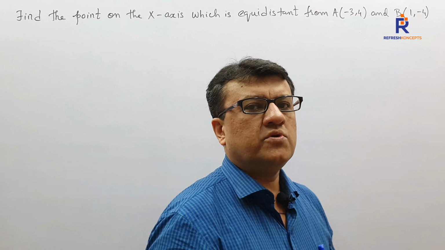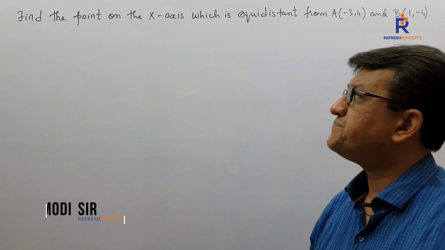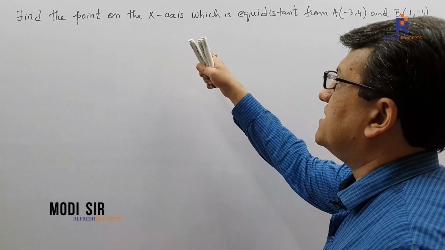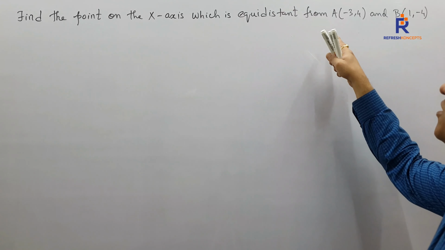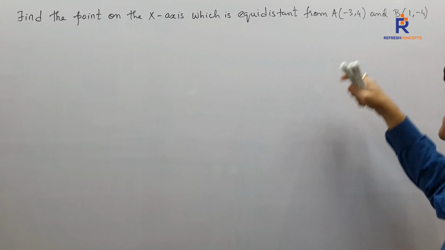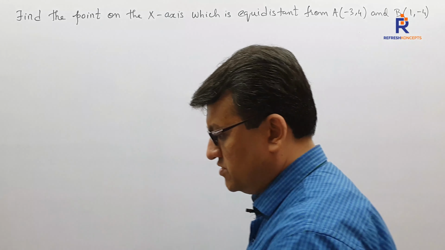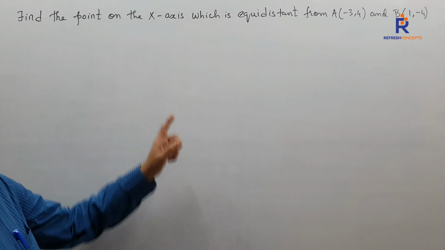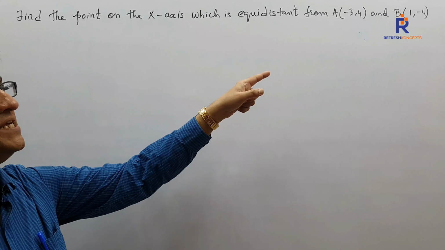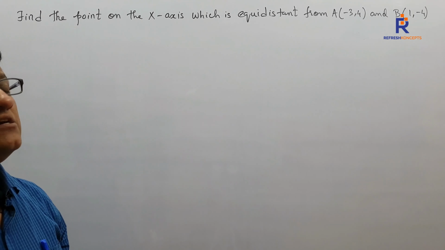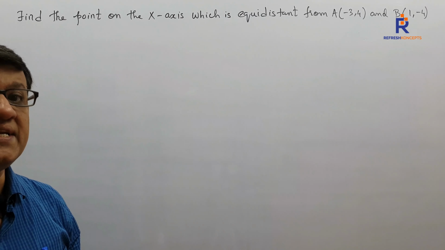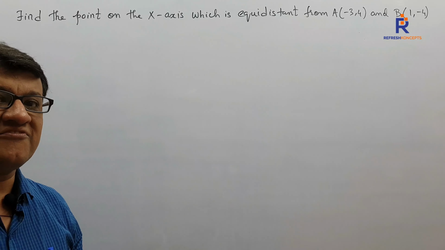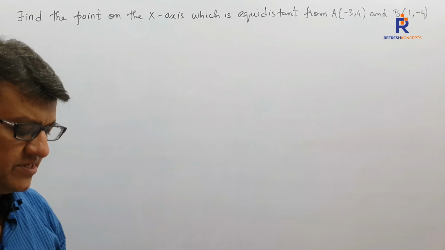Let's see, children, what is the next sum on the distance formula trying to say? It says find the point on the x-axis which is equidistant from A(-3, 4) and B(1, -4). There is a point on the x-axis, is what the question says, which is equidistant from point A(-3, 4) and B(1, -4). I'm supposed to find the coordinates of that particular point which is lying on the x-axis.